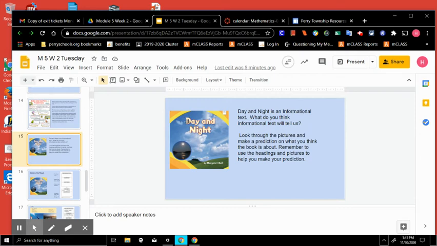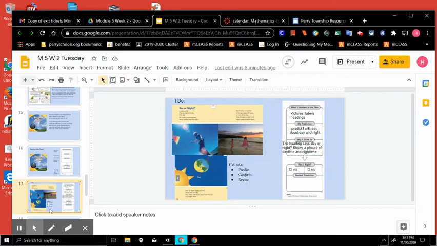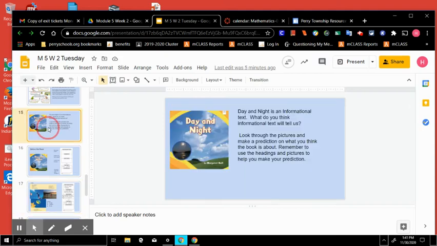Today we are going to read Day and Night, and this is in your book. And let me see what page it is. It's probably about 42, 43 is the page, I think. And this is an informational text. If I'm looking at the cover and the title, what do you think this informational text is going to tell us? What I want you to do is go ahead and look through the pictures and make a prediction about what you think the book is going to be about. Remember, use the title, use the pictures, and use the headings to help you make a great prediction.